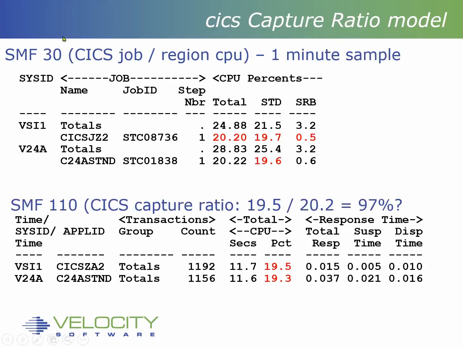So we get the data from inside Kix. How does that match what we see from outside Kix? From outside Kix, the Kix region says it's using 20.2%. From inside Kix, we add up all those 1,200 transactions, and we get 19.5%. So I'm pretty comfortable that when I group my Kix transactions, I have accurate information. If I can add up the 1,200 transactions and get the right amount of CPU, then my capture ratio is very decent, and I can show that the data is accurate.